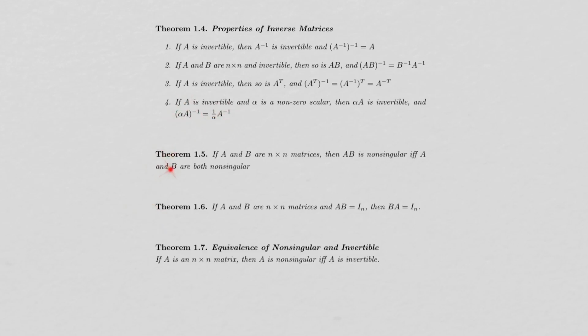These two theorems lead up to the main theorem here, the equivalence of non-singular and invertible, which I already mentioned. If A is an n by n matrix, then it's non-singular if and only if it's invertible. The if and only if means that this is equivalent. Non-singular and invertible are logically equivalent. You could think of them as just different names for the same thing.